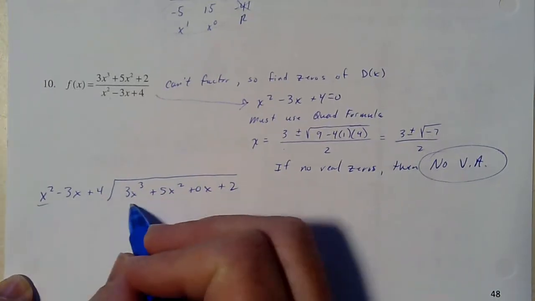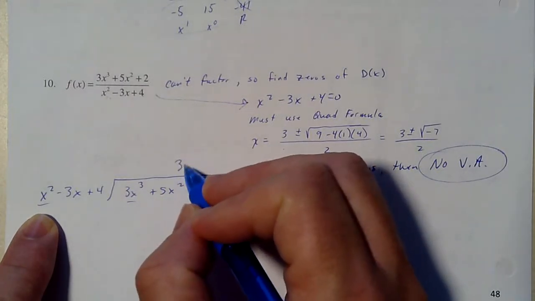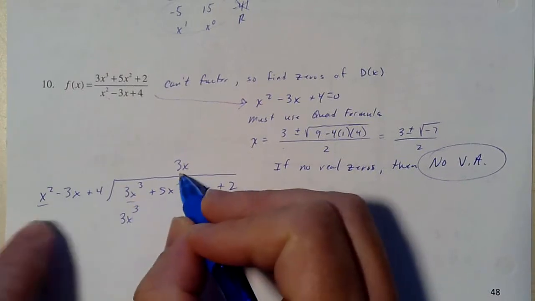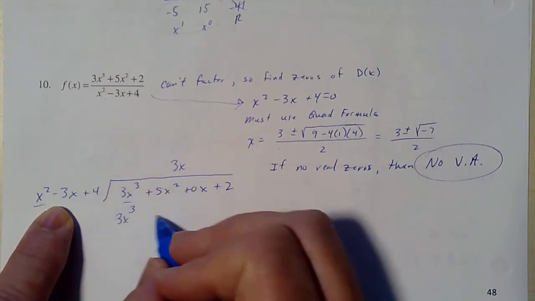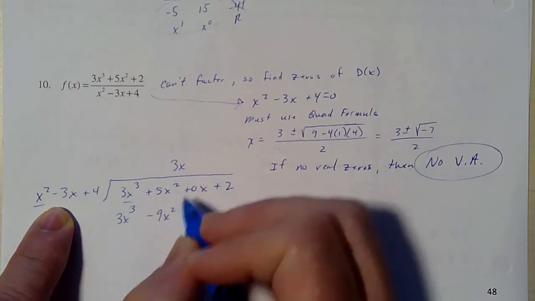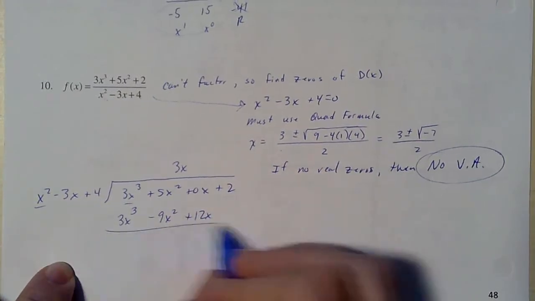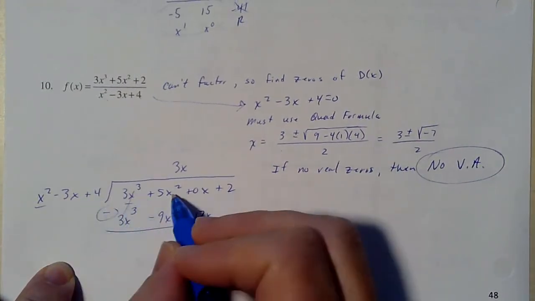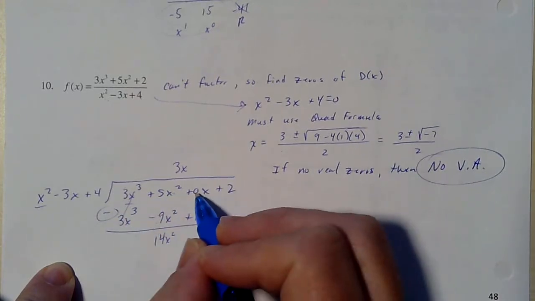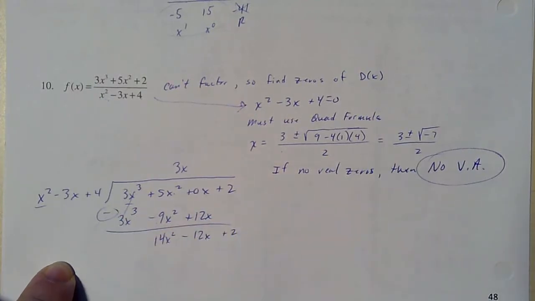Remember, we focus on the leading terms. x squared times what gives me 3x cubed? I'm going to need 3x. And then you multiply this times that. 3x times 3x is 9x squared, and I'm subtracting it, so we have minus 9x squared. 3x times 4 is 12x. Subtract. Gone. 5 plus 9 is 14. 0 minus 12 is negative 12. Carry down the 2.